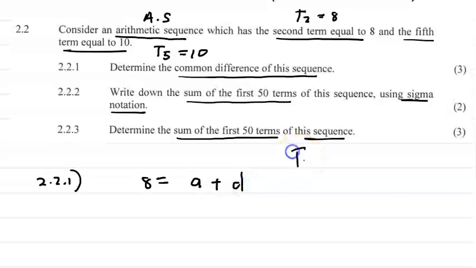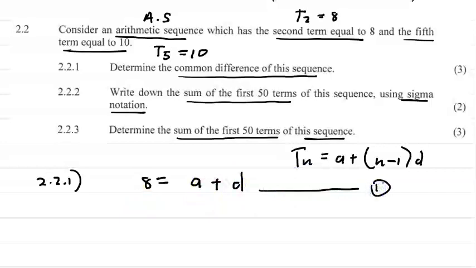Which formula am I using? Tn equals A plus n minus 1 times d. And this is to find the general term of an arithmetic sequence. So therefore, for T2, 2 minus 1 is 1, 1 times d is d, and they told me that the second term is equal to 8. So that's going to be equation 1.